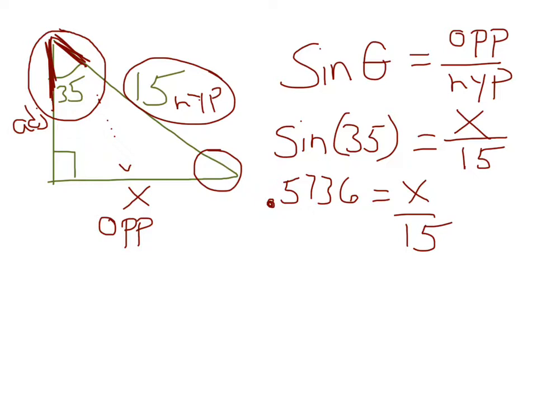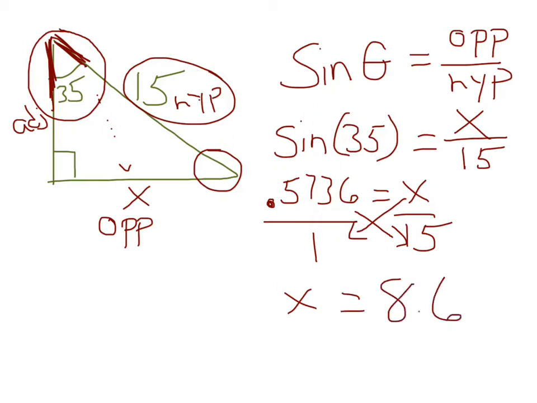Well, some basic algebra to solve this here. We can make it pretty simple by turning this into a ratio. Cross multiply, x times 1 is x. 0.5736 times 15 is approximately 8.6. So 8.6 is the required length of the opposite side of this triangle.